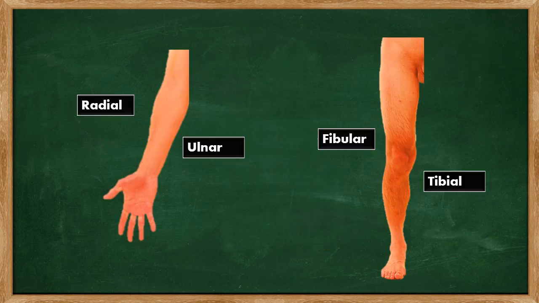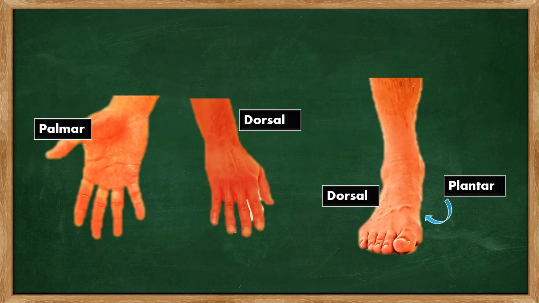Likewise, in certain areas, we have very specific terminologies like the radial border and the ulnar border, or the radius and ulna. This we use usually in the forearm. Similarly, in the lower limb, in the region of the leg, we use tibial border and the fibular border corresponding to these bones. Next, we can also have a palmar surface and a dorsal surface in the region of the hand. Similarly, we can have a dorsal and a plantar surface in the region of the foot.